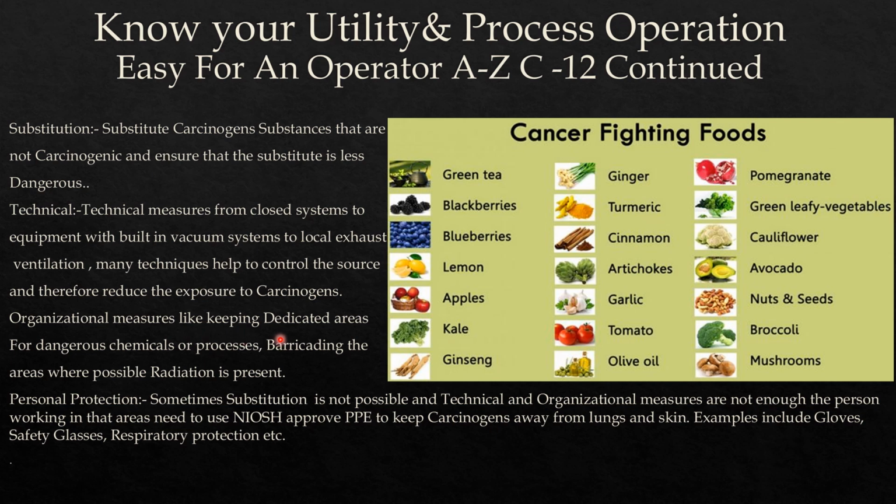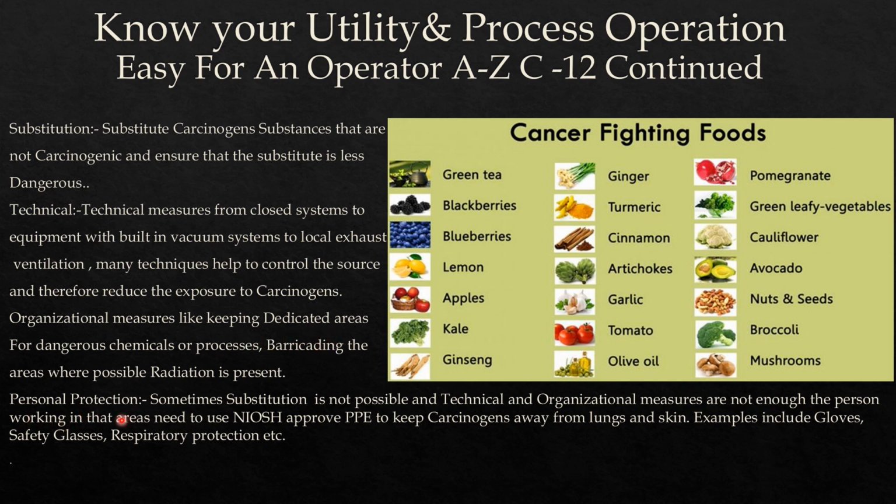Organizational measures, like keeping dedicated areas for dangerous chemicals or processes, barricading the areas where possible radiation is present. Organizational measures have to be taken so that carcinogen chemicals are kept separately in an area and barricaded, proper signs are given, and proper protection measures are mentioned in the codings.